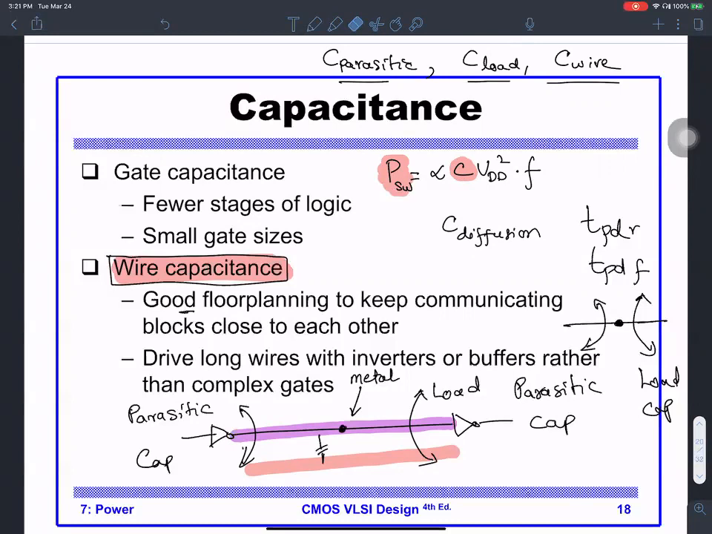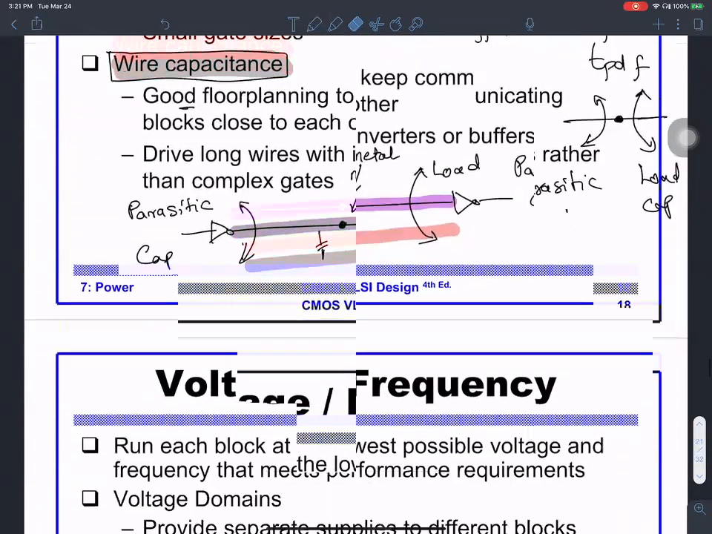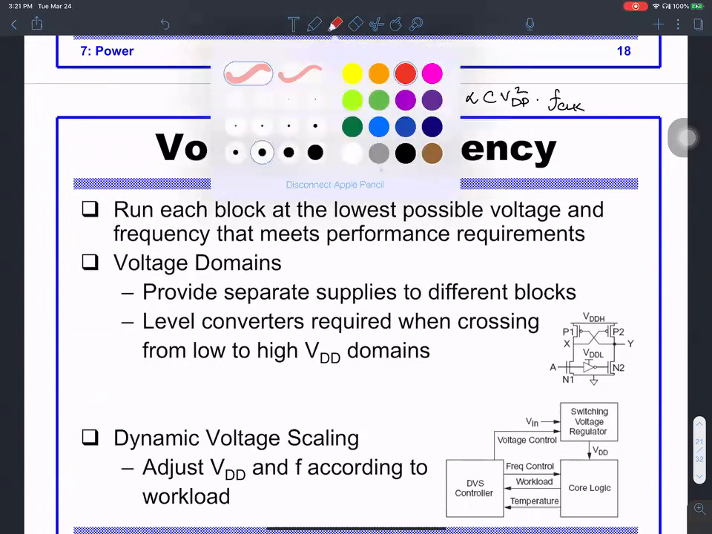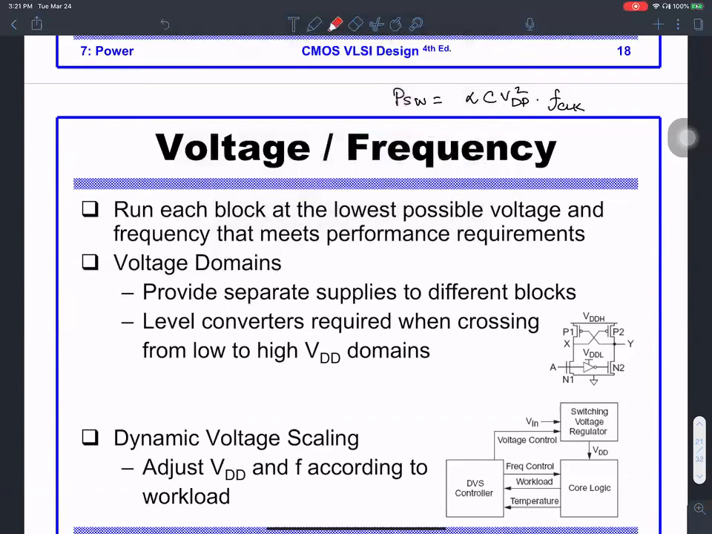Now, the other parameters, power switching equals alpha C VDD squared times F clock, the master clock. So the other parameters that you want to reduce are voltage and frequency. There are different techniques. One technique is to use voltage domains, where different parts of the chip use different voltages.